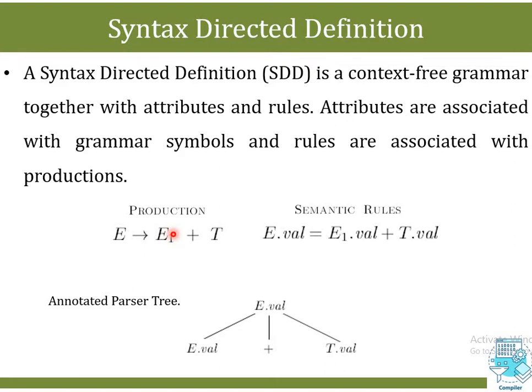Now there is something called an annotated parse tree or decorated parse tree. Annotated parse tree means that in the parse tree, every node will have the attributes along with the symbols. As an example, see here E dot val is being expanded like E dot val plus T dot val. Usually in a parse tree, we just express E expanded to E1 plus T. But in an annotated parse tree, along with the symbol, you also represent the attributes. In this case, val is an attribute.